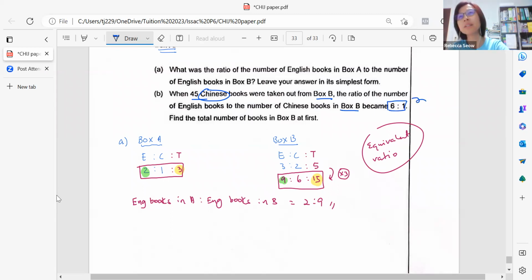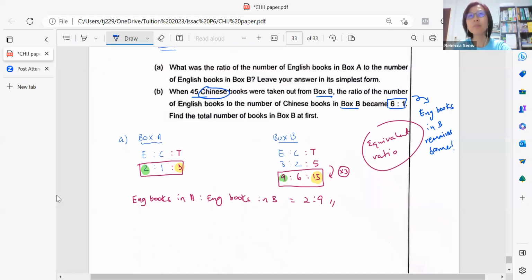What does this mean? This means that there is actually no change to the number of English books in box B. So English books in B remains the same. All right, so there's no mention of box A here. Looks like the question just needs to focus on information with regards to B.